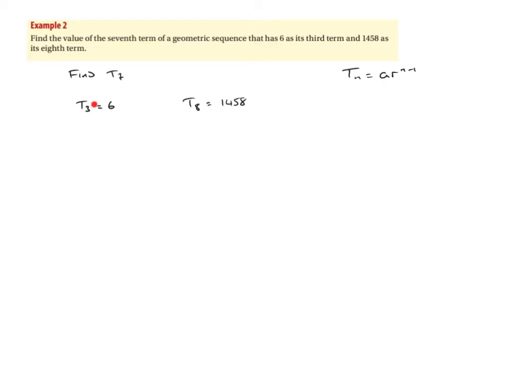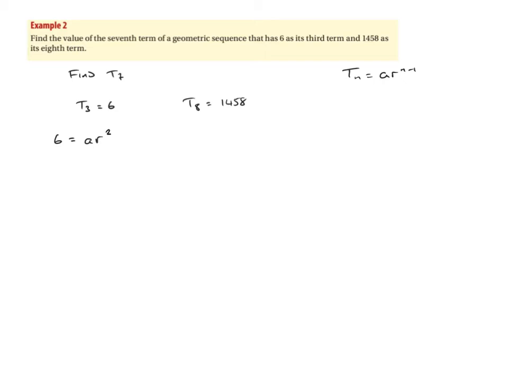So let's have a look at T3 is equal to 6. We can just put n is equal to 3 into this formula, and we can set it equal to 6. We know what the answer is. So we have 6 is equal to A, which we don't know, R, which we don't know, and then we have n minus 1. Well, this is term 3, so this is going to be squared. So 6 is equal to AR squared.